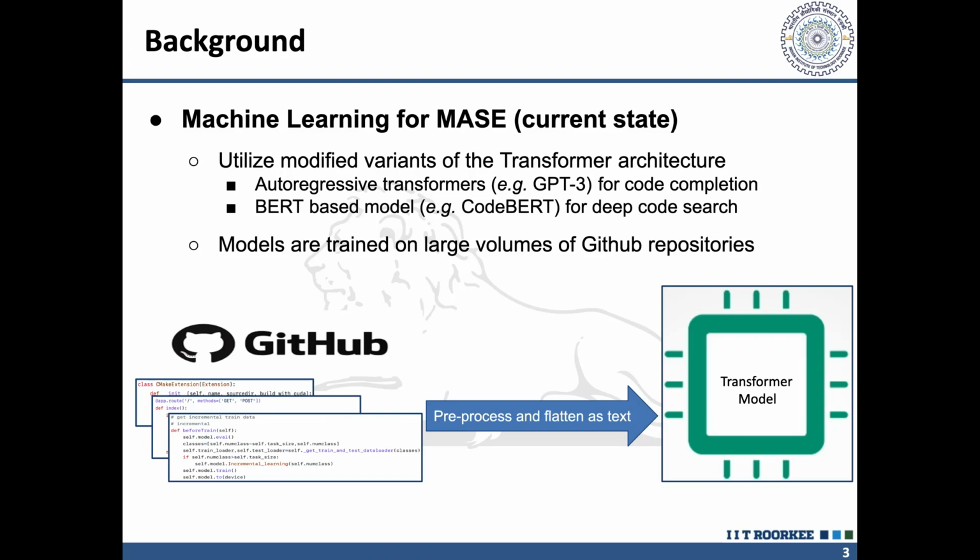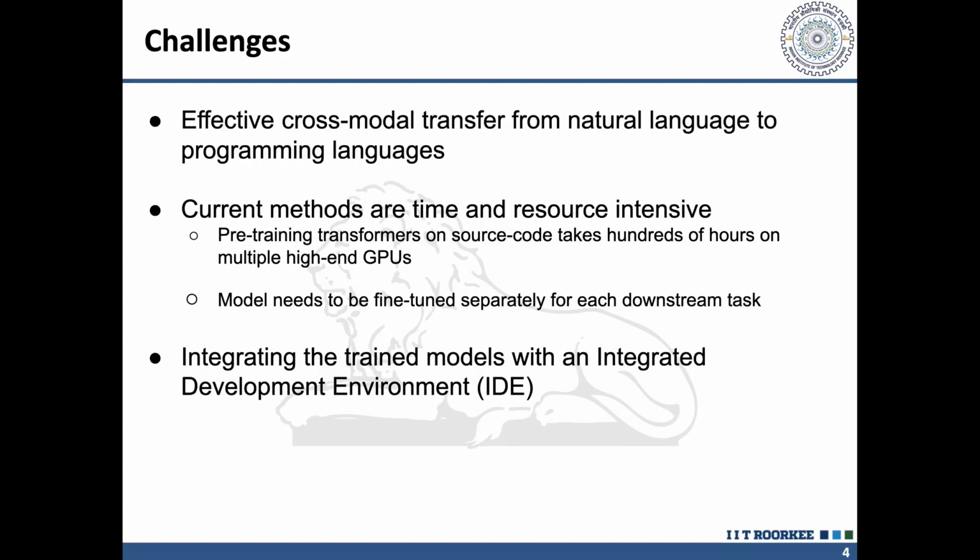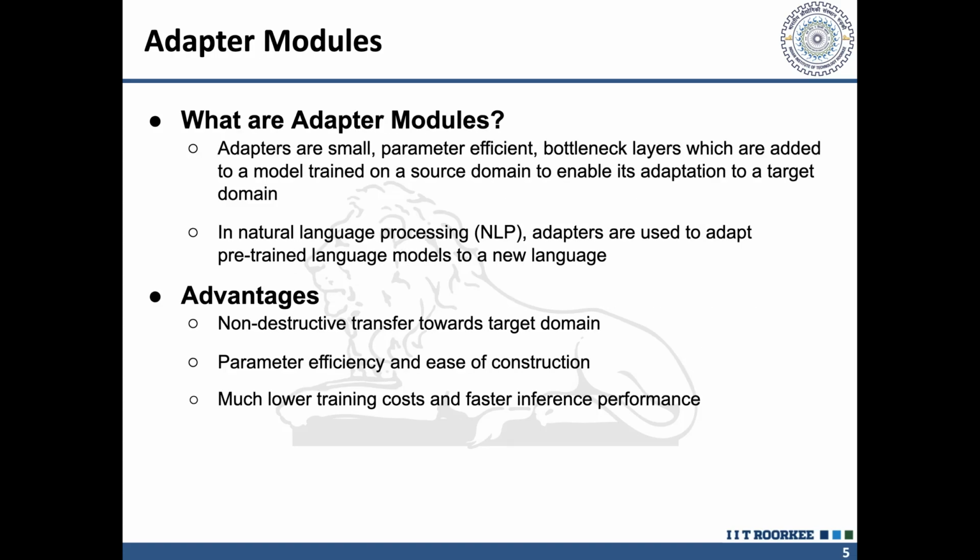The models are then trained on an MLM or an RTD objective. Some of the challenges to building effective models involve effective cross-modal transfer from natural language to programming languages. Additionally, the current methods are time and resource intensive, requiring access to multiple high-end GPUs for long hours for the pre-training processes, a resource which is not readily available to most researchers today. Furthermore, the models need to be fine-tuned separately for each downstream task, which leads to a very large memory overhead when designing applications with multiple use cases. Integrating the trained models with an IDE also continues to remain a challenge.